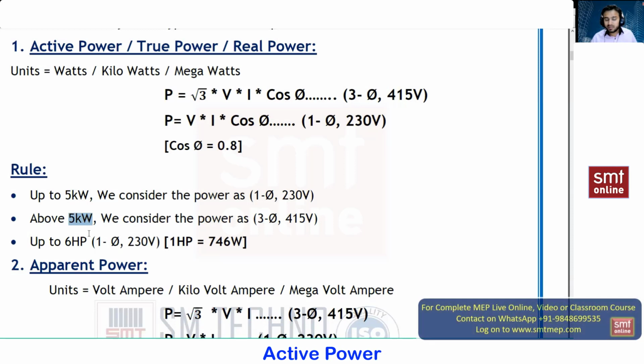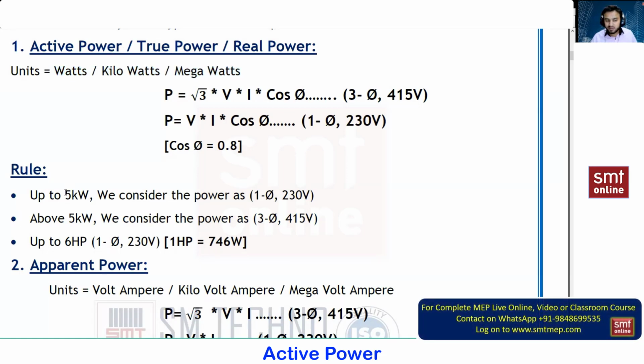Now talking about the HP value, what is meant by HP? Nothing but horsepower. As we know, 1 HP equals 746 watts, nothing but 0.746 kilowatts. So as you can see, HP gives you units of watts or kilowatts. Obviously this parameter also comes under active power, because whatever equipment has units of watts, kilowatts, or megawatts will be an active power device.